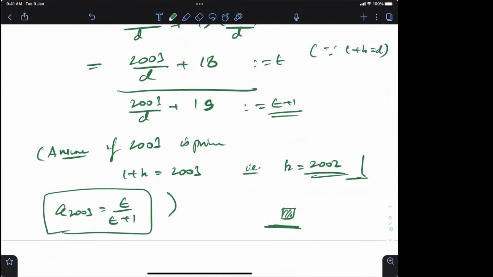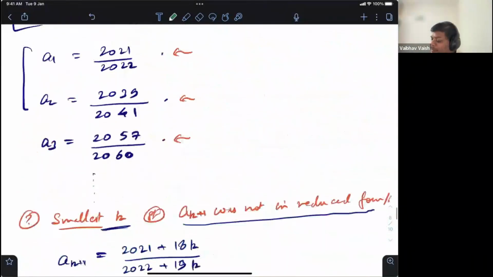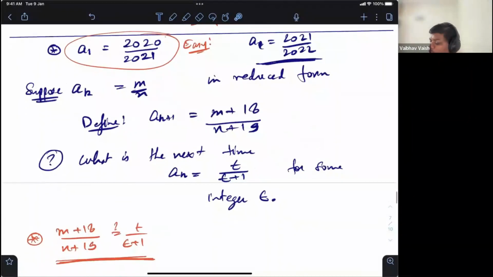Why do you choose that AK is in reduced form? That was the definition. That was the problem itself. The problem said that if you write AK in reduced form m by n, then the next term is m plus 18 by n plus 19. If you write m by n as 2m by 2n, then 2m plus 18 by 2n plus 19 is not equal to m plus 18 by n plus 19. So defining the next term requires choosing AK in the reduced form. Without writing AK in the reduced form, you will not be able to correctly define AK plus 1. That's the idea.